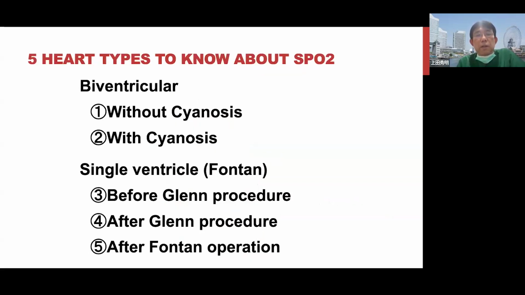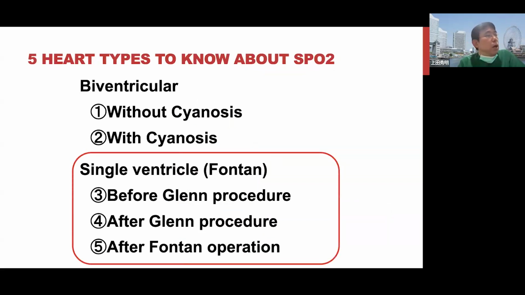So I think there are only five types to know about. What's the ideal saturation for each? Biventricular circulations with and without cyanosis, and the single ventricles: before Glenn shunts, after Glenn shunts, and after Fontan operations. So I would like to focus on the single ventricles, such as before Glenn, after Glenn, and after Fontan operations.